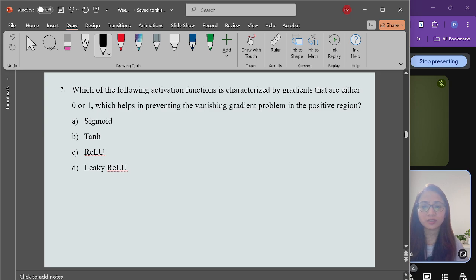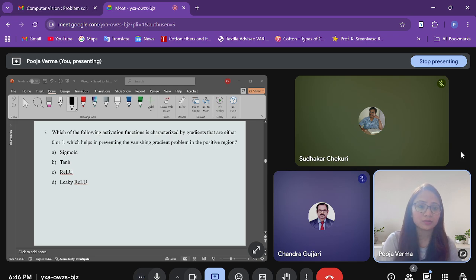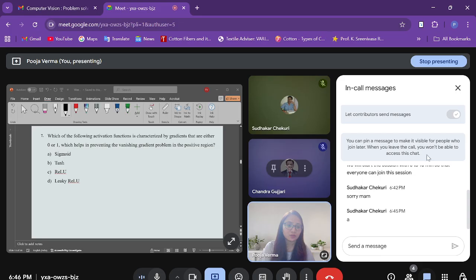So option A is sigmoid, option B is tanh, option C is ReLU, or option D is leaky ReLU. So which option is correct? Would you like to answer this question? Which of the following activation functions is characterized by gradients that are either 0 or 1, which helps prevent the vanishing gradient problem in the positive region? Okay, option A. Okay, let us see this option.